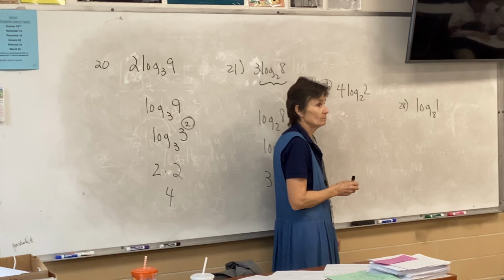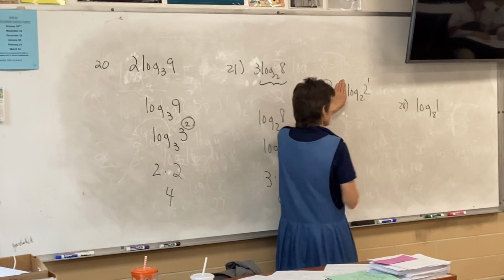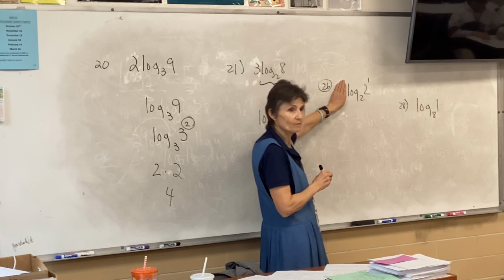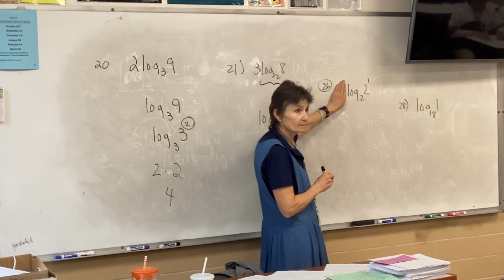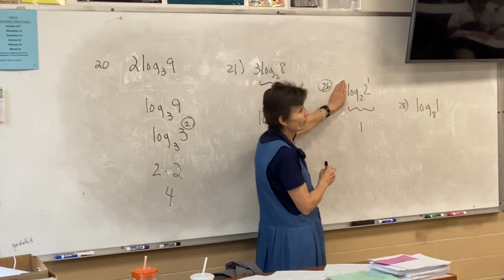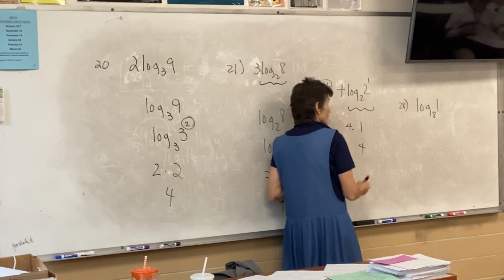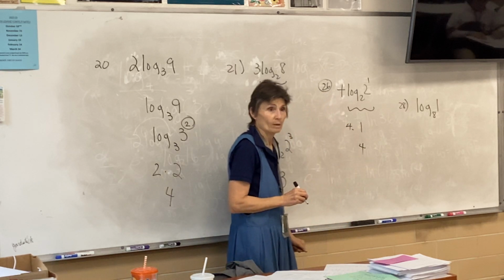All right, here we go. Cover up the 4. Oh, that's an easy one. What's the log base 2 of 2 to the first? 1. This is just 1, isn't it? But the 1 is getting times by 4, so the answer to the problem is 4.